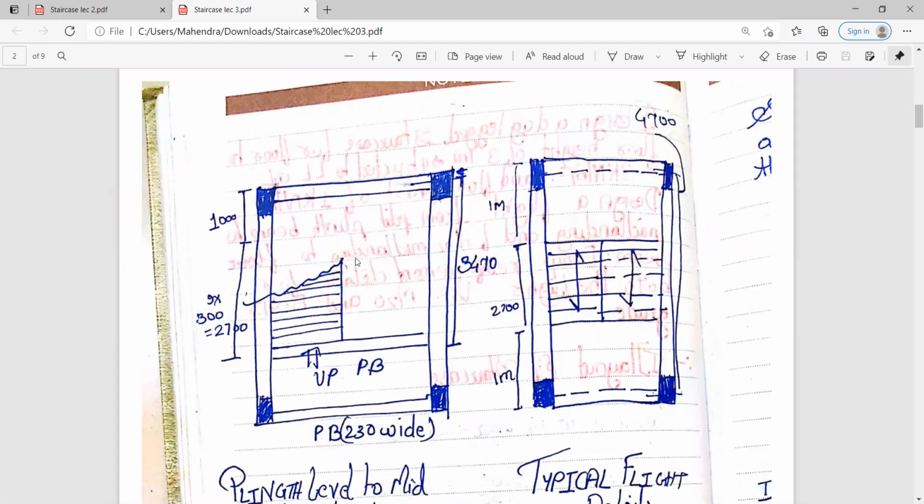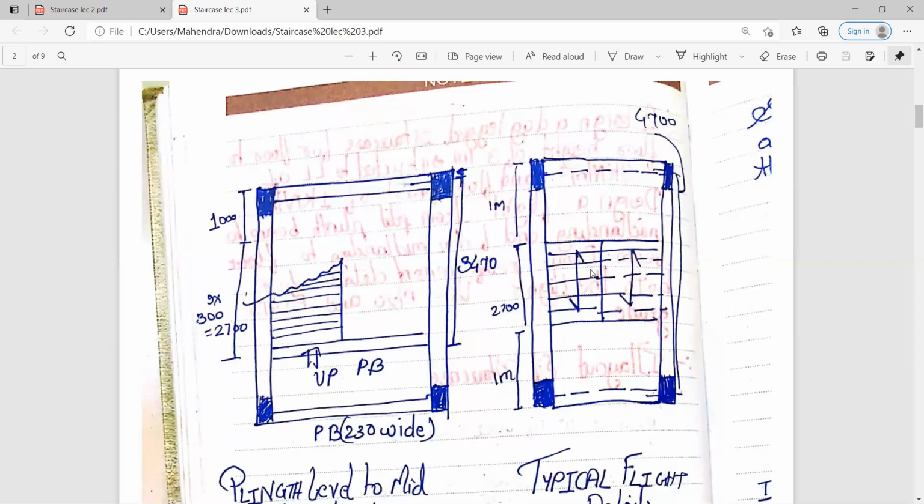So you will get, not 115, 1000 minus 230, as the beam width is 230. So 1000 minus 230, you will get it as 770. So 2700 plus 770, you will get 3470. So this is nothing but the L effective for this particular section.